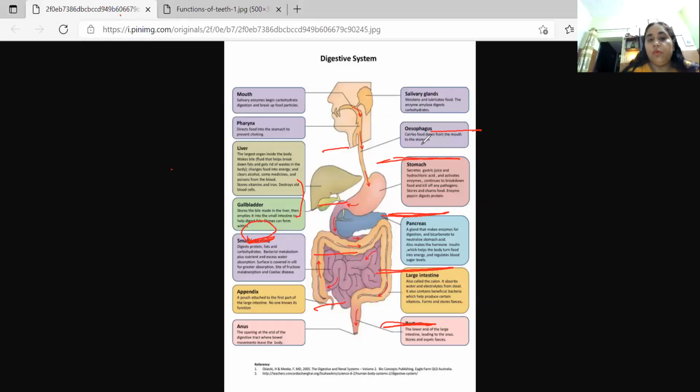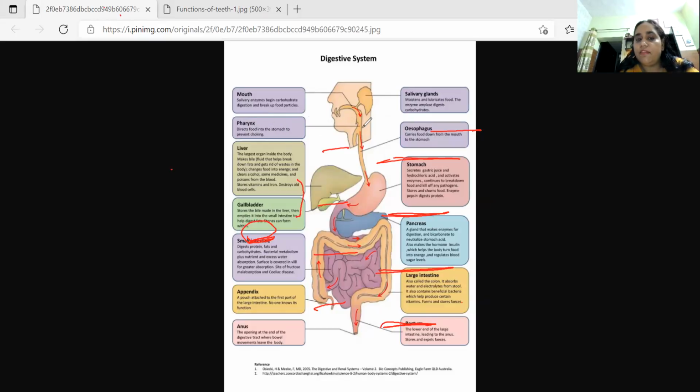Now once the food is taken into the mouth, there is salivary amylase, and teeth are there, and different teeth have different functions to perform. So they do their function, and the food is properly digested. Then when the food is digested, it directs the food into the stomach.